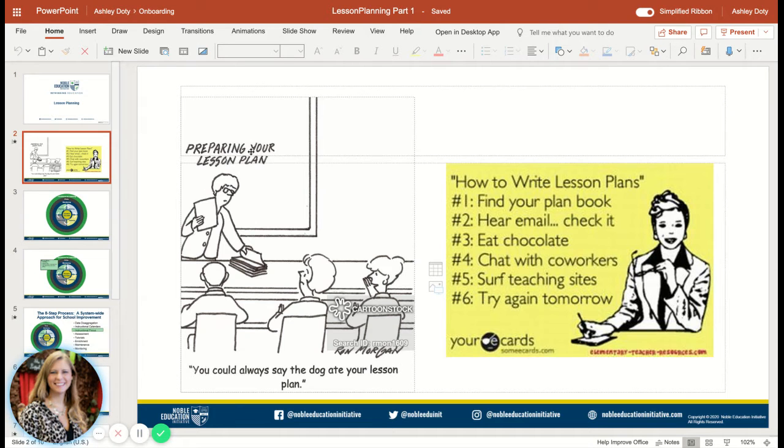I'm going to start with a little humor here. When we think about planning our lessons, like this cartoon on the left, you can always say the dog ate your lesson plan. Or how to write lesson plans. 1, find your plan book. 2, hear email, check it. 3, eat chocolate. 4, chat with coworkers. 5, surf teaching sites. 6, and try again tomorrow.